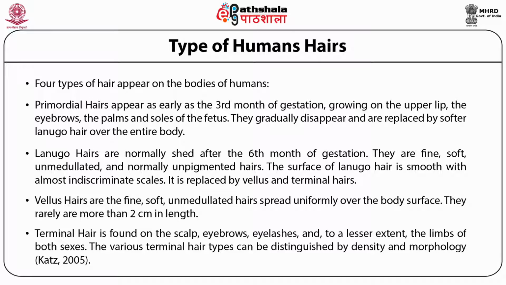Terminal hair is found on the scalp, eyebrows, eyelashes, and to a lesser extent, the limbs of both sexes. Puberty is accompanied by pubic and axillary hair growth, such as hair of the face, chest, back, arms, and legs. The various terminal hair types can be distinguished by density and morphology. Next, we will study the types of hairs in animals.